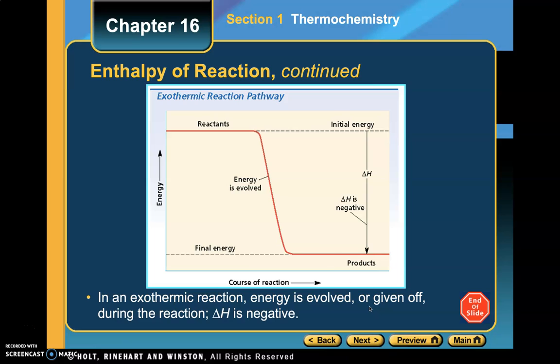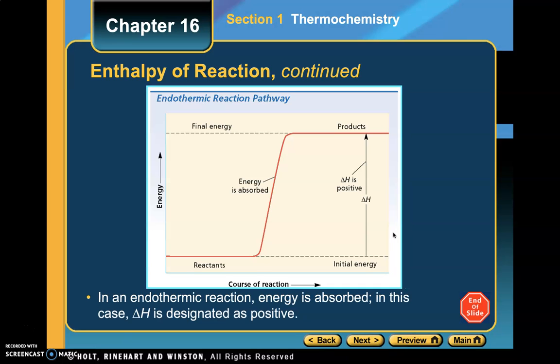Here's a graph that's just showing you what's going on for the energy profile for an exothermic reaction. So notice in this case, the reactants had significantly more energy than the products do. So that's telling us that our delta H must be a negative value. Thus, this must be an exothermic reaction. Here's the reverse, right? There's an endothermic reaction pathway. And here you can see that there is significantly more energy in the products than there were in the reactants. Thus, the delta H is positive. Thus, this is an endothermic reaction.